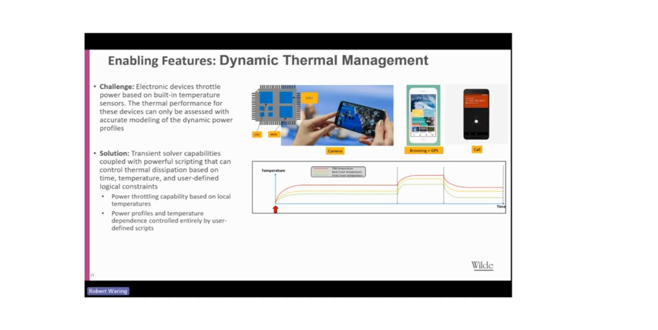ANSYS Dynamic Thermal Management allows for power throttling based on local temperatures. By monitoring the temperatures of specific regions within a device, the system can dynamically adjust power levels to prevent overheating and ensure optimal performance. You have the freedom to define custom power profiles and temperature dependencies according to your specific application and requirements. This flexibility allows for tailored thermal management strategies, optimizing performance and reliability.